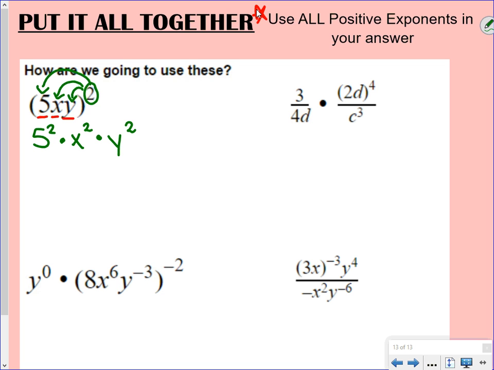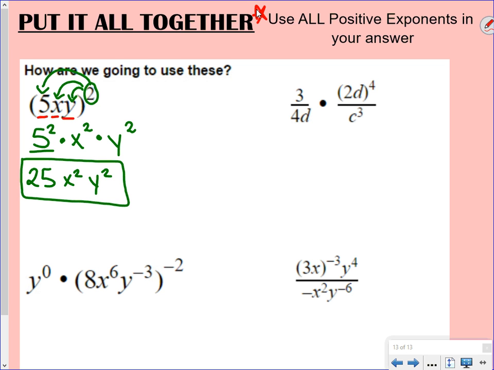Look at your equation and see if you can simplify anything. 5 squared we can say is 25 times x squared times y squared. Now if you notice, I took away the multiplication symbols because they're not needed, due to the fact that a number next to a letter means multiplication. A letter next to a letter also means multiplication. So the multiplication dots are not needed.